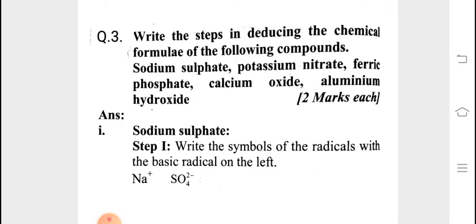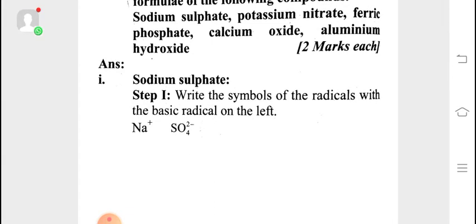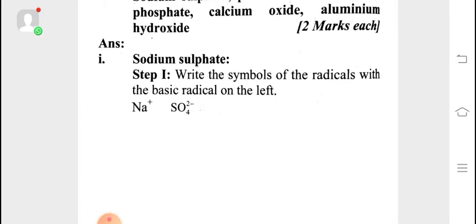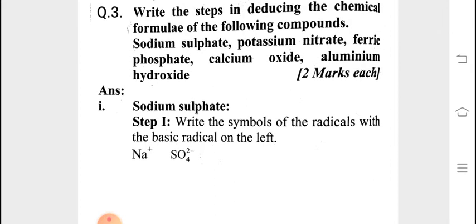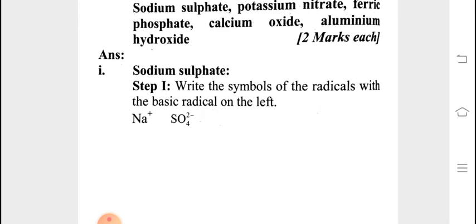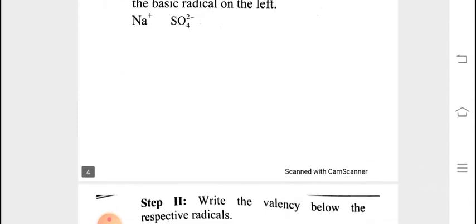Next is write the steps in deducing the chemical formulae of the following compounds: sodium sulfate, potassium nitrate, ferric phosphate, calcium oxide, aluminium hydroxide. Sodium sulfate. Write the symbols. I have shown you in the video also how to write their formulae. Okay. First of all, we will take the compound, sodium sulfate. Afterwards, we will write their radicals. So Na plus and SO4 2 minus.